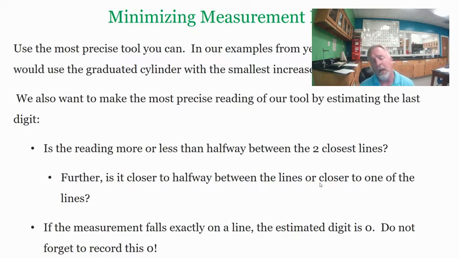And finally, the last point, if what we're measuring falls exactly on one of the lines of our measuring tool, that means our estimated digit is a 0. Don't forget to record that 0. If it fell exactly on that 49 line, I don't just put down the answer of 49.